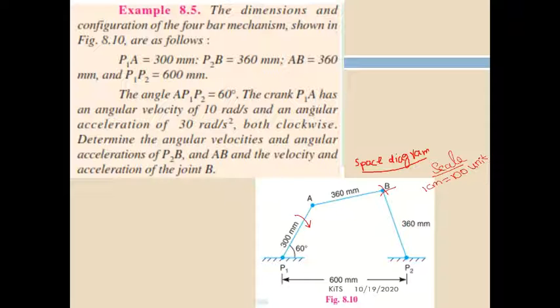That is, P1A has an angular velocity of 10 radian per second. So this is P1A. The angular velocity is 10 radian per second, and angular acceleration is 30 radian per second square. Determine the angular velocities and the angular acceleration of P2B and AB, and the velocity and the acceleration of the point B. So given, first write given.